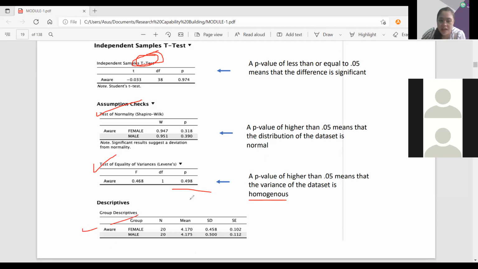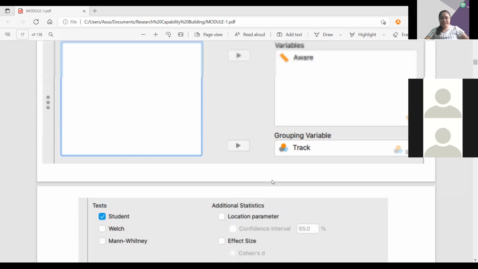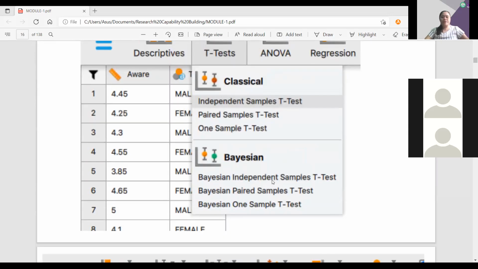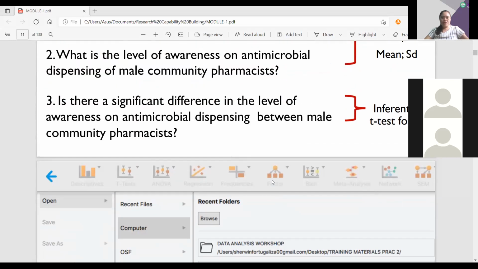Ito mga descriptives, kailangan mo din ito sa paper mo, especially sa mga questions requiring descriptive statistics only, especially the mean and the standard deviation. Okay? Any question or clarification about this? Wala. Sure. I hope nasundan yun kung paano siya gagawin.